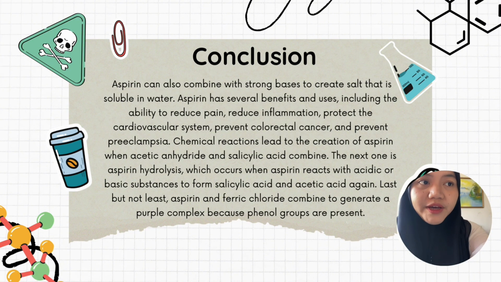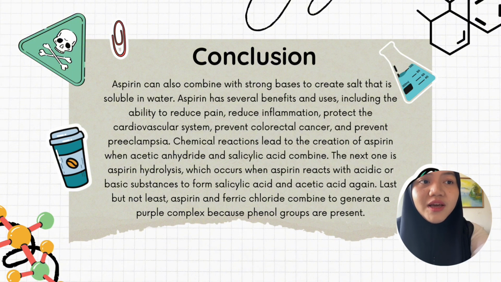Aspirin can also combine with strong base to create salt that is soluble in water. Aspirin has several benefits and uses, including the ability to reduce pain, inflammation, protect the cardiovascular system, prevent colorectal cancer, and prevent preeclampsia. The chemical reaction that leads to the creation of aspirin occurs when acetic anhydride and salicylic acid combine.